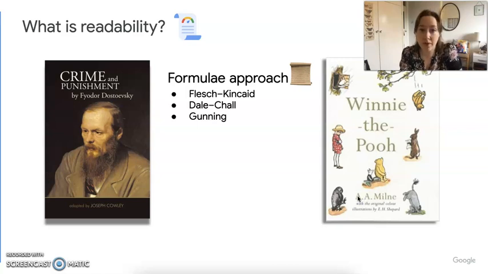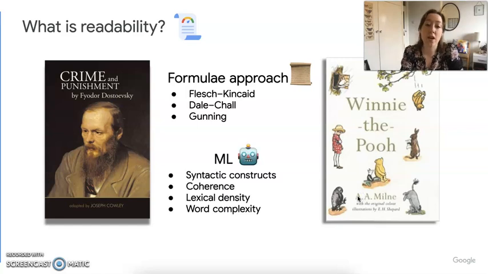So probably most people have heard of Flesch-Kincaid. In these approaches, they use surface level peripheral features of text, such as how long the text is, how many sentences there were, how many words and how many syllables. And clearly using these surface level features can only get you so far when you're trying to predict how readable a text is. Subsequent research looked at machine learning techniques to do this. The use of machine learning meant that you could integrate more sophisticated features such as syntactic constructs, coherence, word complexity, these types of things.